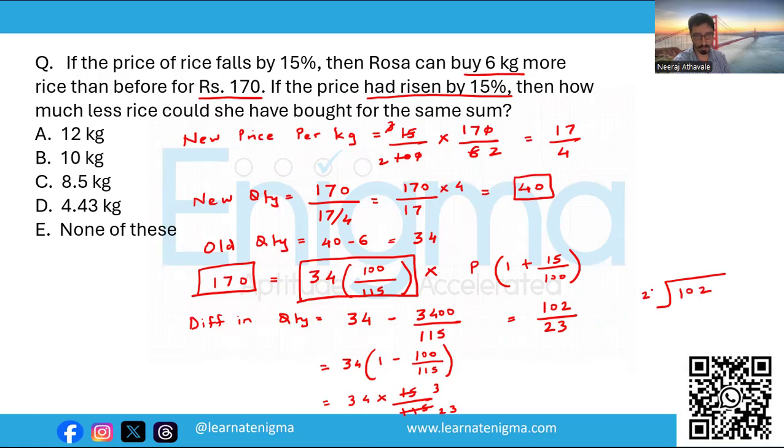102 divided by 23, 23 4s are 92. So we have 10 remainder. So 4 point, again 23 4s are 92. So we have 80. 23 3s are 69. Okay. So from the options, we can say the answer will be 4.43 kg.